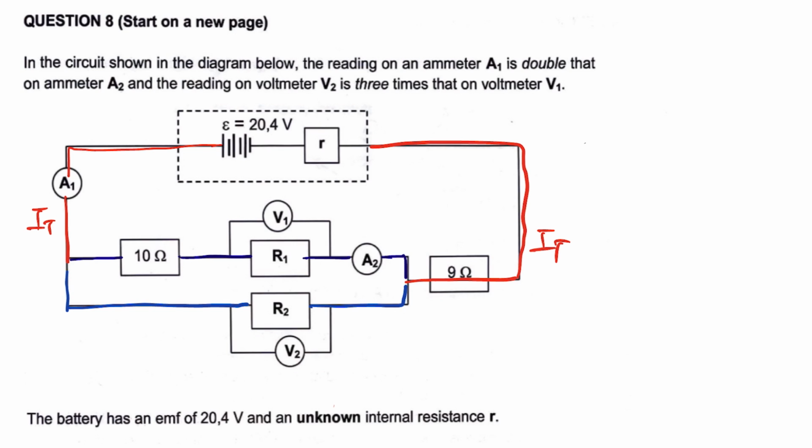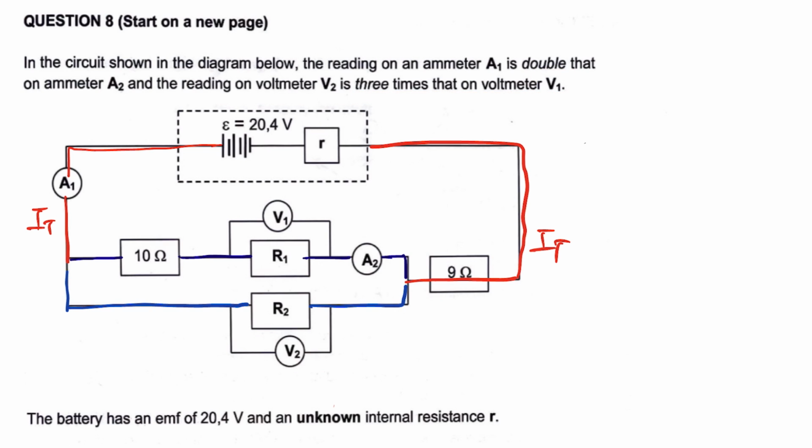Right, let's continue. It says, and the reading on V2. Where's V2? It's a voltmeter. It's the potential difference across resistor 2. And the reading on V2 is 3 times V1.